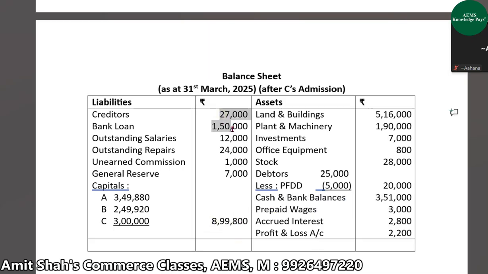The total here was 177, 189, 189, 3 lakh 13, 3 lakh 20. So 320 plus this, that is 11, 12 lakh 19,800.